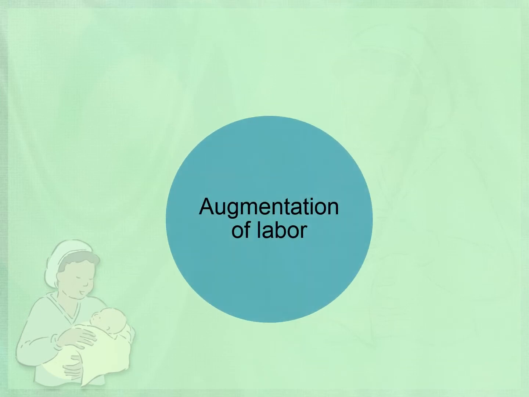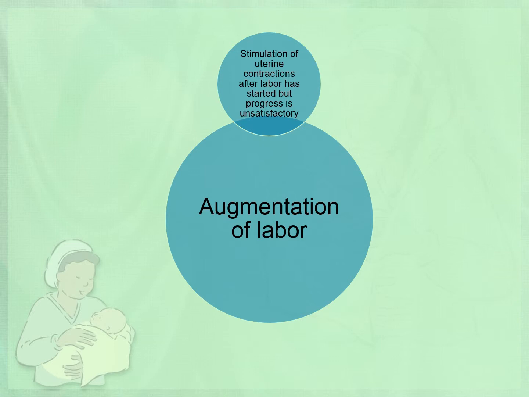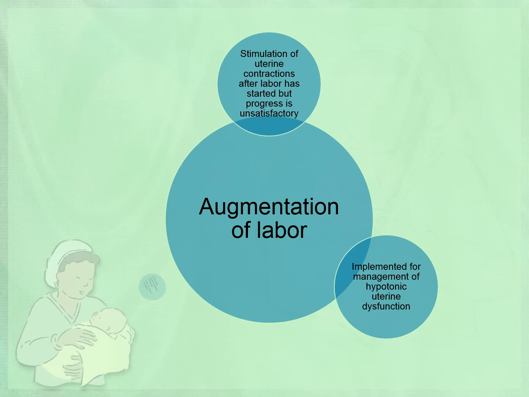Augmentation of labor is the process of stimulating uterine contractions after labor has started spontaneously but is not progressing. It is also implemented for the management of hypotonic uterine dysfunction. The two most common methods of augmentation are amniotomy and oxytocin infusion. Some physicians advocate active management of labor, in which oxytocin is used aggressively to promote delivery within 12 hours of admission to the labor unit.